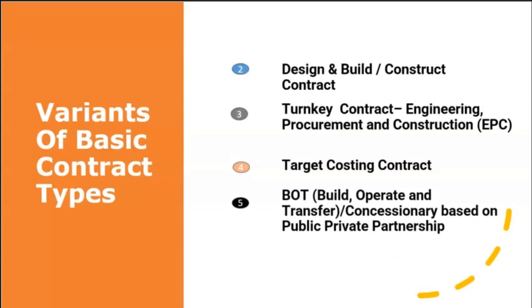Number 5 is build, operate, and transfer. It is also called concessionary project based on public-private partnership. This is used for revenue earning projects like toll roads, power, water, hospital, prison systems, etc. It is essentially a concessionary turnkey contract that includes financing. The contractor will finance the project. It's useful when the owner has limited budget or borrowing capacity.